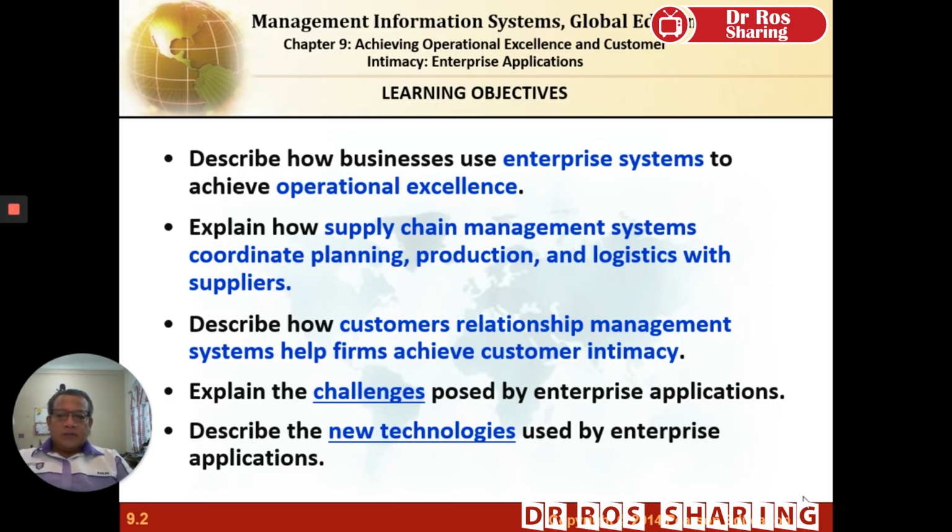And I will also highlight what the enterprise application challenges are all about. And we will see a few technologies that can be implemented by organizations to enhance their business operation.